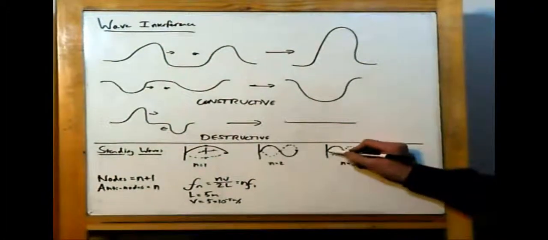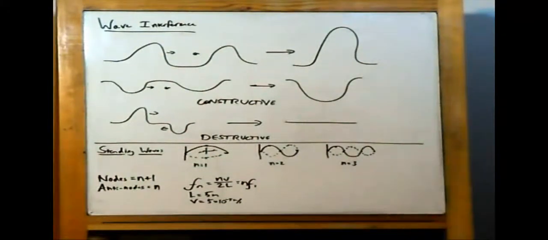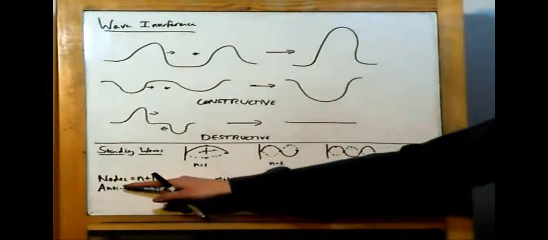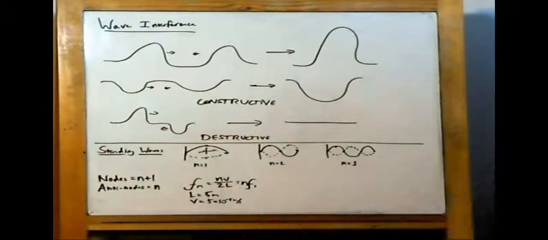For our third harmonic, we're going to have 1, 2, 3, 4 nodes and 1, 2, 3 antinodes. So to quickly figure out how many nodes and antinodes your particular harmonic is going to have, the number of nodes for the nth harmonic is n plus 1. The number of antinodes is just n.